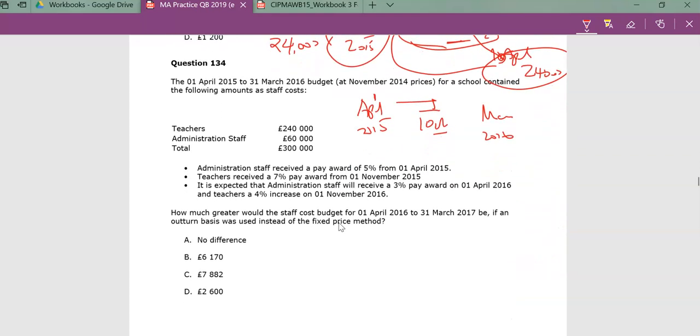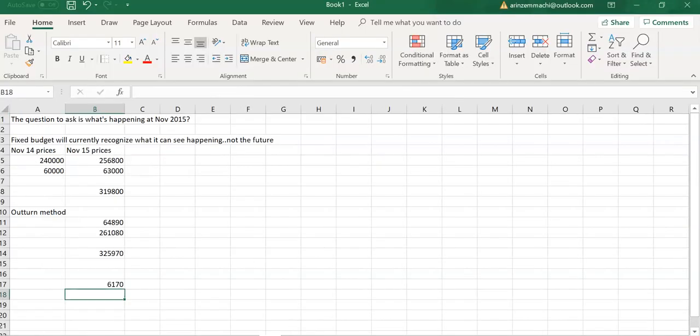And then I think when I said something was a copy, I meant that question 134 was a copy of question 129. So you should be able to sit and practice this again and check to see if you understand what's going on. So here we are, 134. Again, what you want to do is, because here the budget is for the 1st of April 2016 to the 31st of March 2017, the question I want to be asking is, what is happening at November 2015?